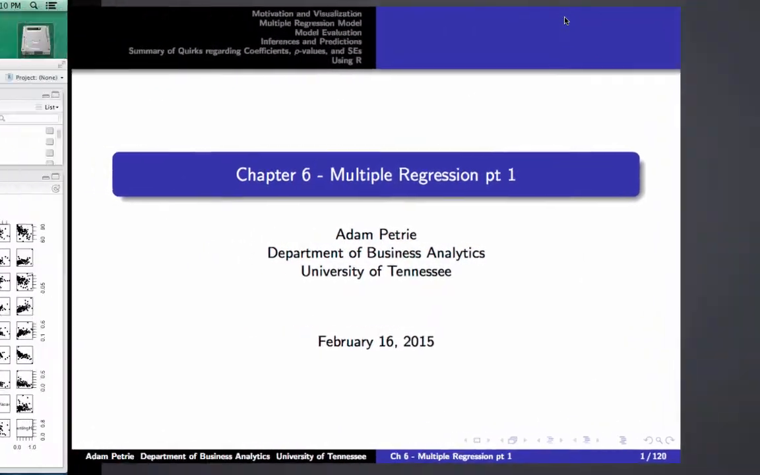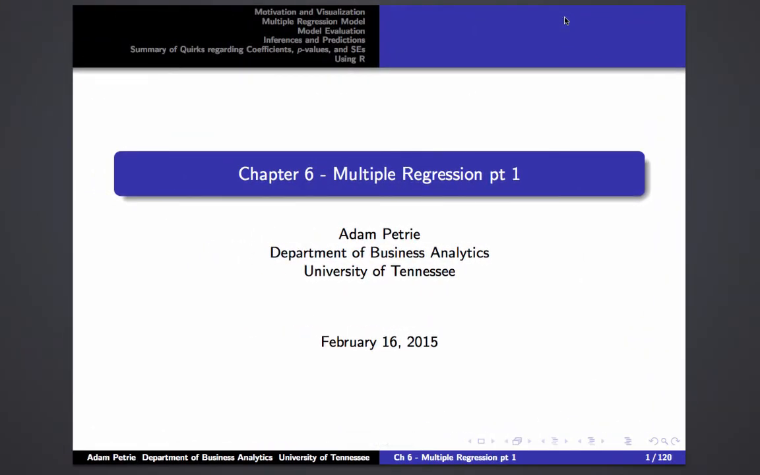All right, the subject of this slide set is multiple regression, and this is really where we get into the thick of it, where we can start developing some pretty useful models from the standpoint of business analytics. Up until now, we've stayed in the realm of simple linear regression, where we tried to predict y from a single predictor variable, like predicting college GPA from ACT score.